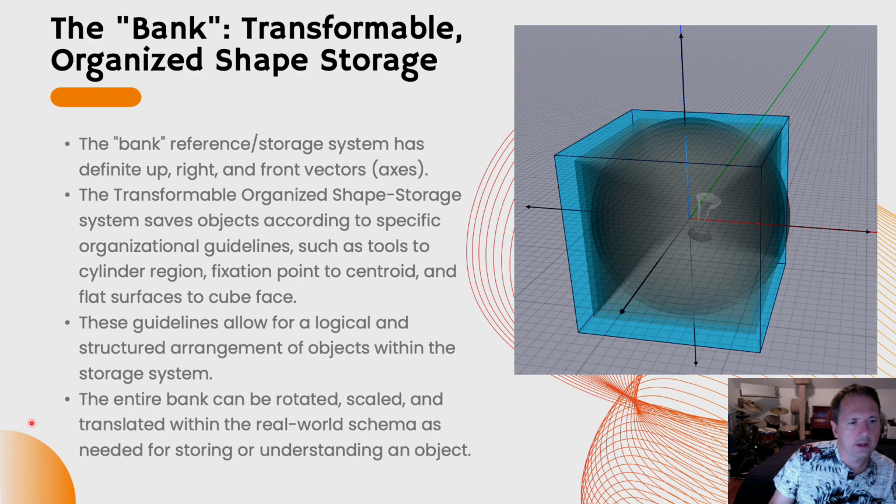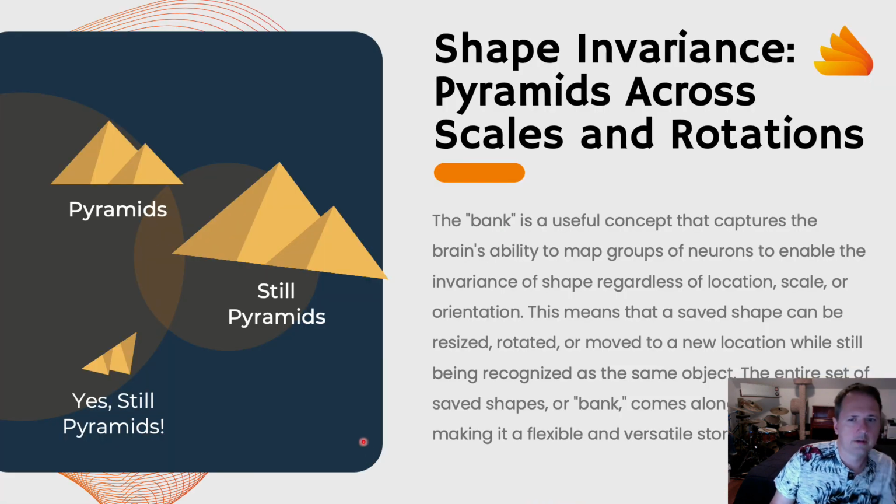The entire bank, of course, can be rotated, scaled, and translated as needed for understanding an object within the real-world schema. This is not the best example because I wanted to rotate this in a 3D plane, like out of the page, but it still gives you an idea that one particular shape can be recognized regardless of scale, regardless of rotation, and that's something that's difficult for computers, but we are able to do. So you could call that viewpoint invariance.